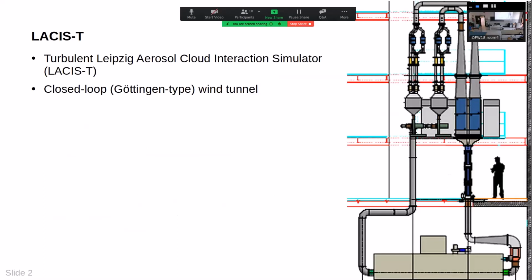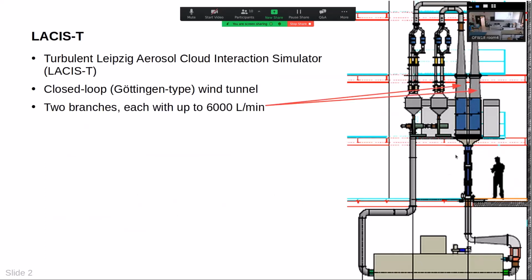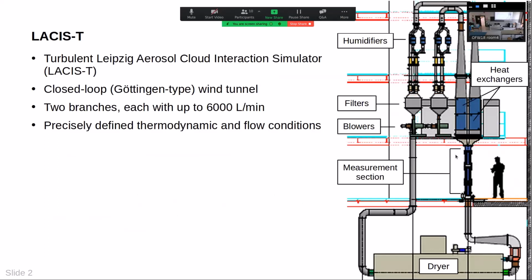It's a wind tunnel, and you can see a sketch here on the right-hand side. It spans over 4 stories in our laboratory, and you can see a human model for the scale here next to the measurement section. The flow inside this wind tunnel goes clockwise in this graph. It has 2 different branches, each with up to 6,000 liters per minute flow rate. We can precisely define the thermodynamic and flow conditions within these 2 flow branches, and we can control them separately.